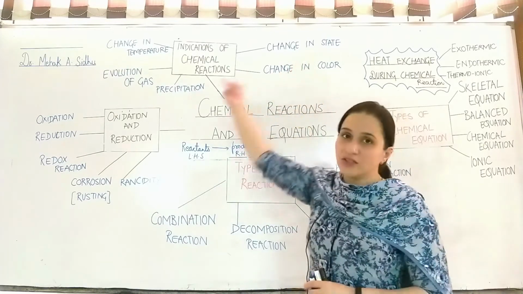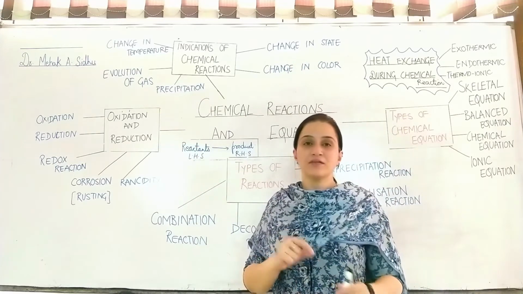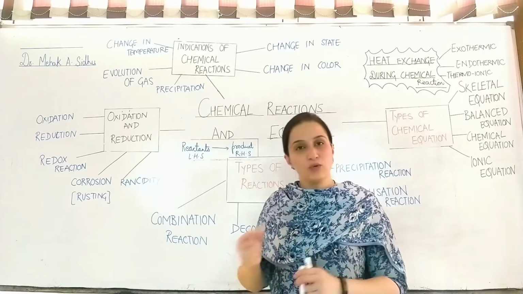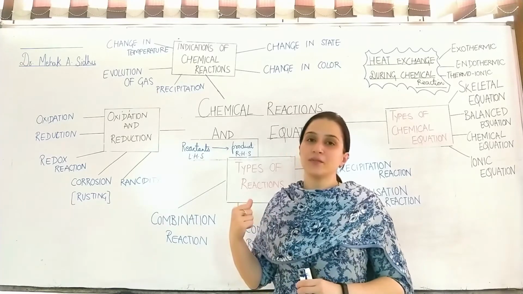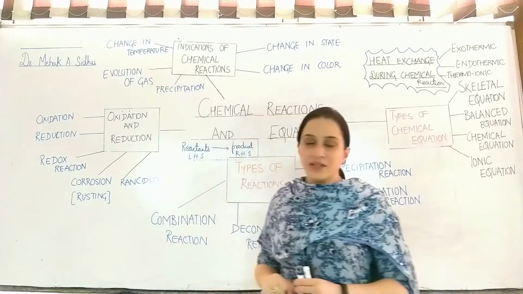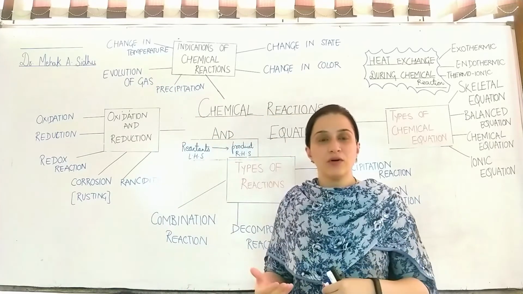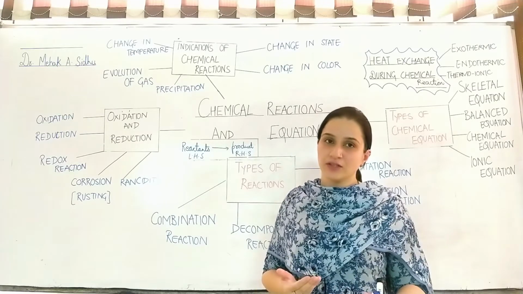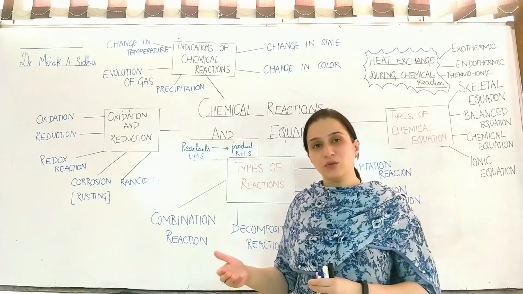Then, if there is a change in state. Change in state means one state to another. For example, changing of egg into omelette is also a kind of chemical reaction. Another indicator is change in temperature. Reactions in which heat is evolved or there is some change in temperature are also known as exothermic reactions. We will be coming to that part also.